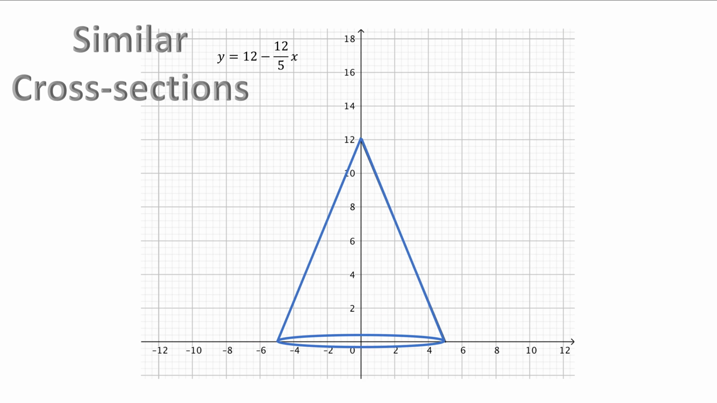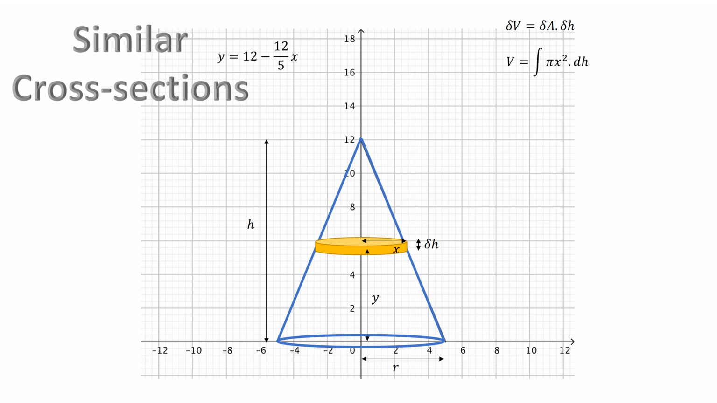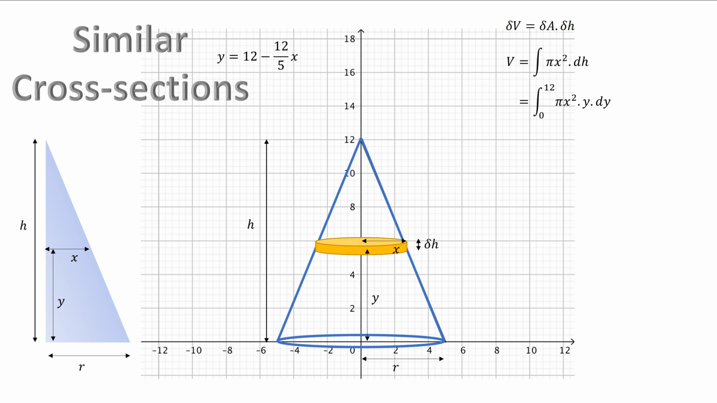And our last method is again applied to the same problem, where we look at similar cross sections. Now in this case, it's identical mathematically to the disk method, but the concept and how we get there is slightly different. So we again say that we're going to find the total volume by adding up the volumes of little horizontal slices. And our horizontal slice has a radius x and a thickness delta h. And when we look at the slices, what we can see is that if we take similar triangles, it's no longer the shape that we're rotating. So if we take similar triangles, we have this set up.